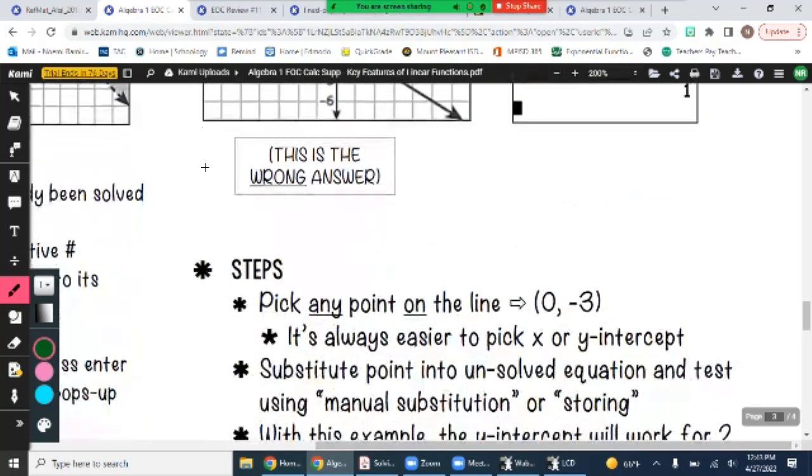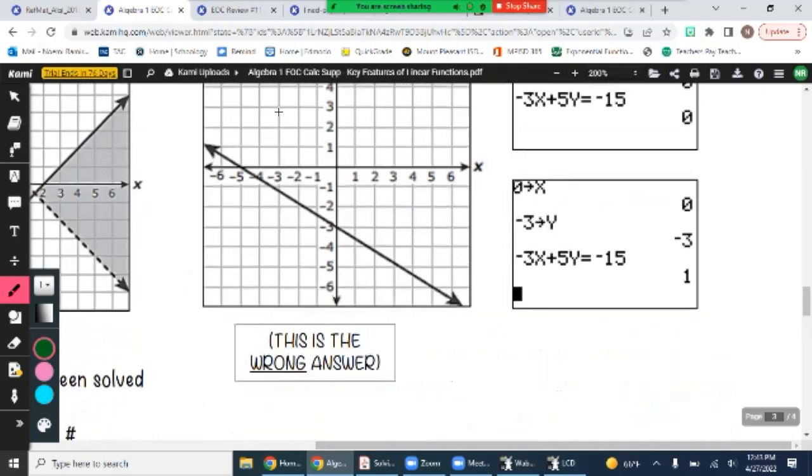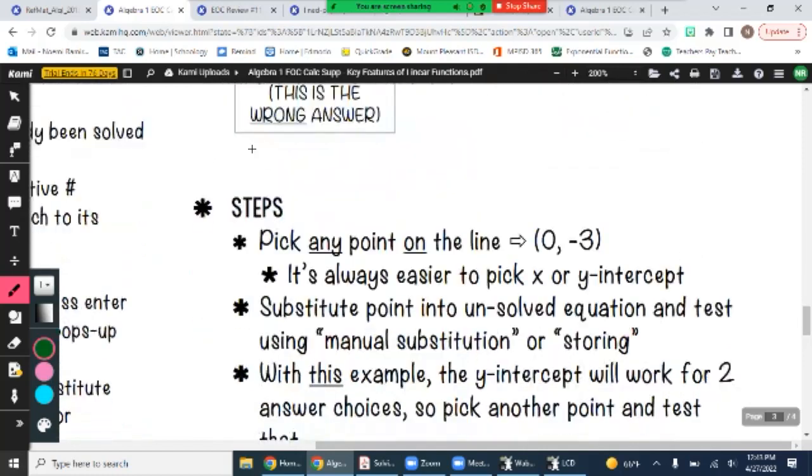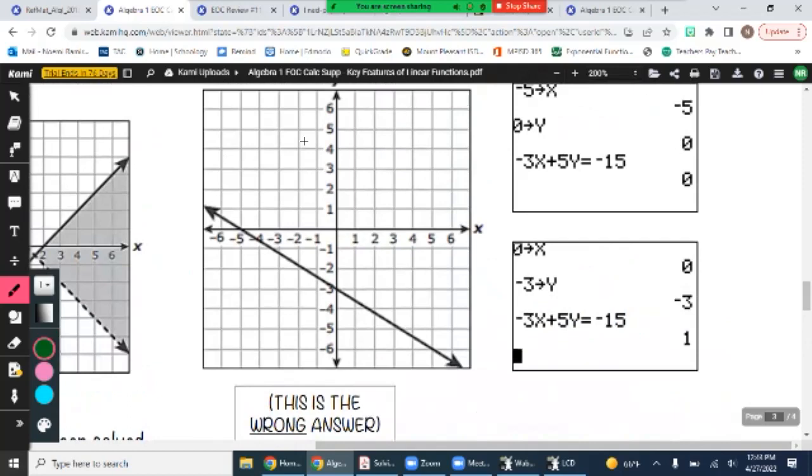So right here, you can pick any point on the line. In this case, I picked 0, -3, but then I also picked what? -5, 0. It's always easier to pick the X or the Y intercept. And in this case, I actually picked both for a reason, because whenever you come across this one on your packet, there's one answer choice, or there's 2 answer choices, that will give you a 1 or something like that. You'll know what I'm talking about when you come across it.